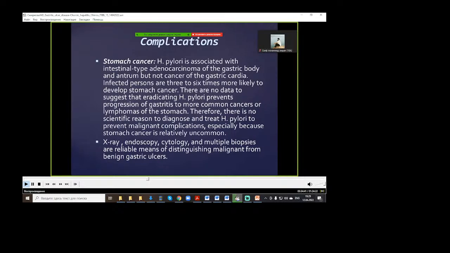There are no data to suggest that eradicating Helicobacter pylori prevents progression of gastritis to more common cancer or lymphomas of the stomach. Therefore, there is no scientific reason to diagnose and treat Helicobacter pylori to prevent malignant complications. So we use X-ray, endoscopy, biopsy, to make a diagnosis of stomach cancer.